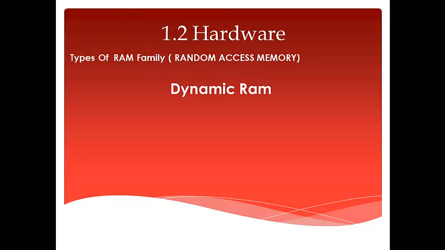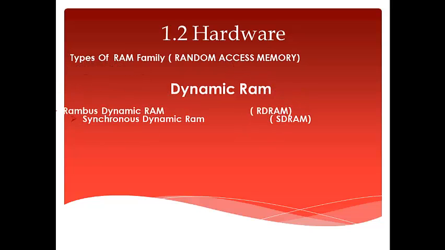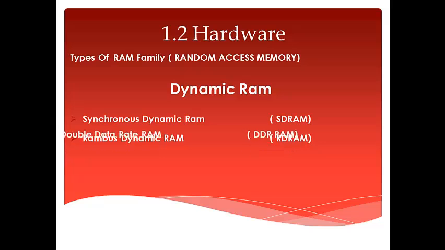So we'll see the RAM family. There are different types of dynamic RAMs available. Some of them are synchronous dynamic RAM, called SDRAM, and Rambus dynamic RAM, called RDRAM, and double data rate RAM, called DDR-RAM. So these are the various RAM family types.